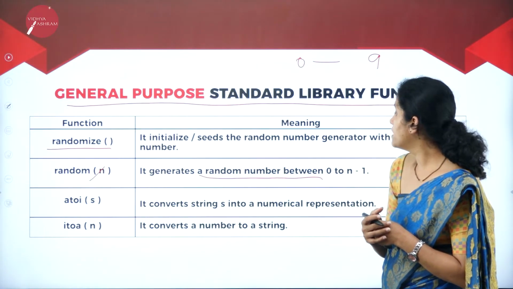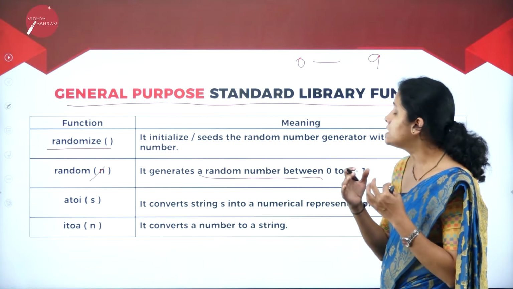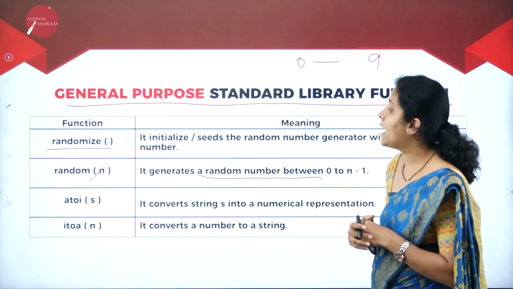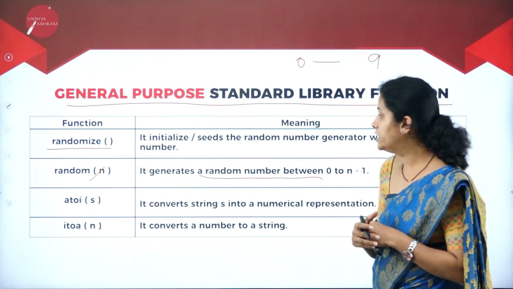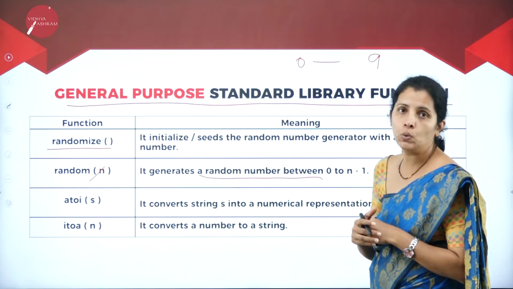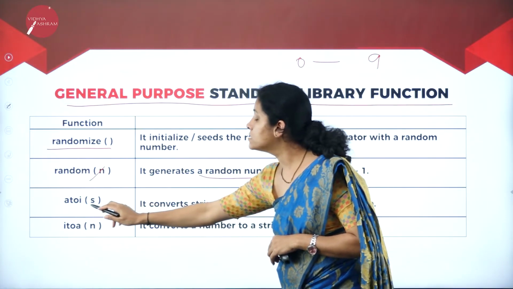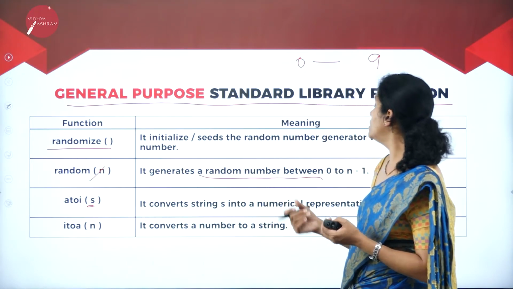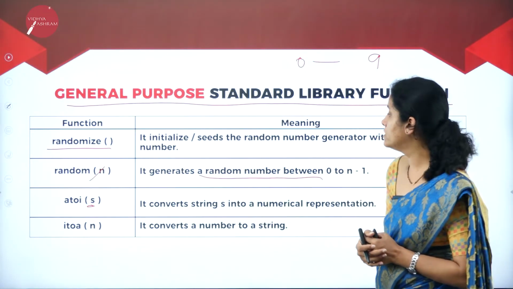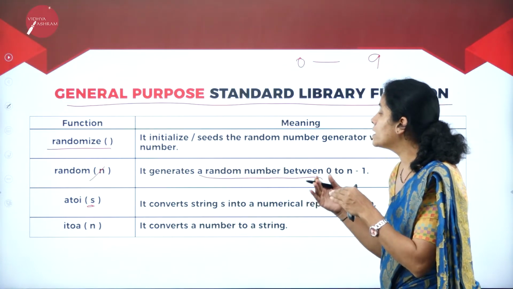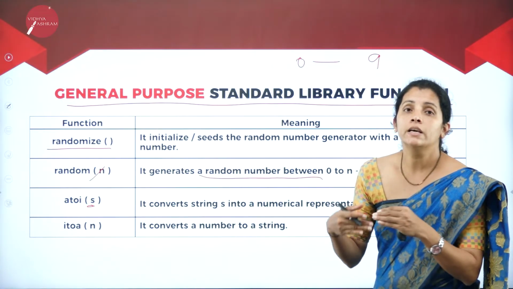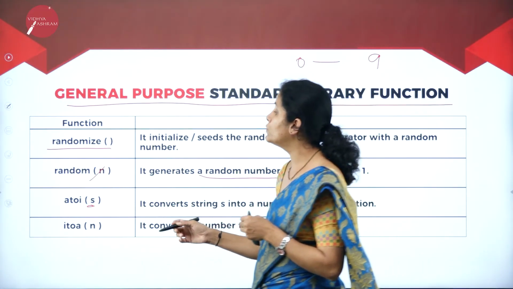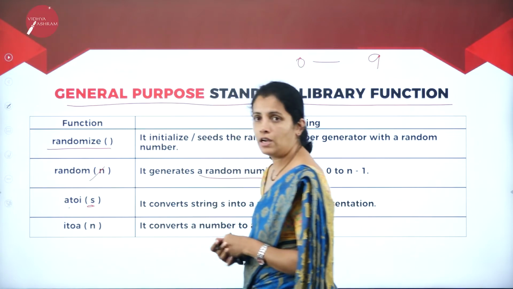And suppose if I want to convert a string to numeric, then I'm going to have alphabet to integer, that is A to I, and I'm going to pass the value. It converts string S to a numerical representation. That means if I want to represent the string S in the form of numerical numbers, then I'm going to have the A to I function.